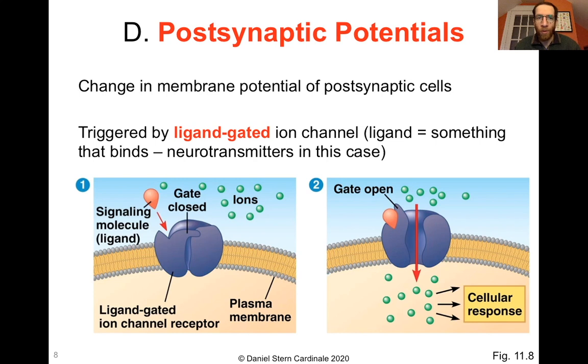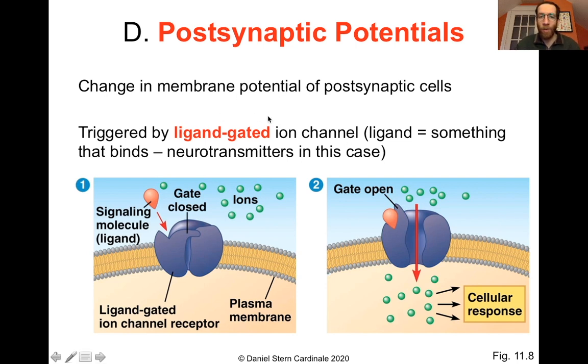The binding of the neurotransmitter to the postsynaptic receptor results in something called a postsynaptic potential. A postsynaptic potential is a change in the membrane potential of postsynaptic cells. So previously, in the presynaptic cell, we had an action potential, so we were changing the membrane potential of that cell. We then converted that signal to a chemical signal in the form of neurotransmitters. On the receiving cell, the postsynaptic cell, those neurotransmitters then trigger an additional change in membrane potential, and we call that a postsynaptic potential.